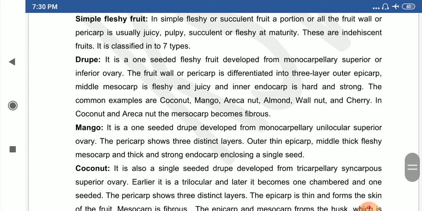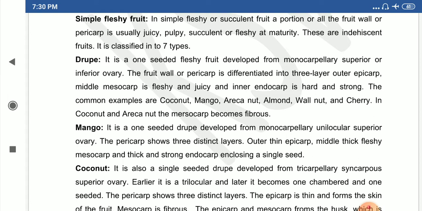That's a dry fruit, dry dehiscent and indehiscent. Next one is a fleshy fruit. Fleshy fruits are the succulent fruits, and usually they will be juicy in nature. So the types of simple fleshy fruit are the drupe. It is a one seeded fleshy fruit developed from the monocarpillary superior or inferior ovary. Example coconut, mango, arecanut, all come under the drupe.